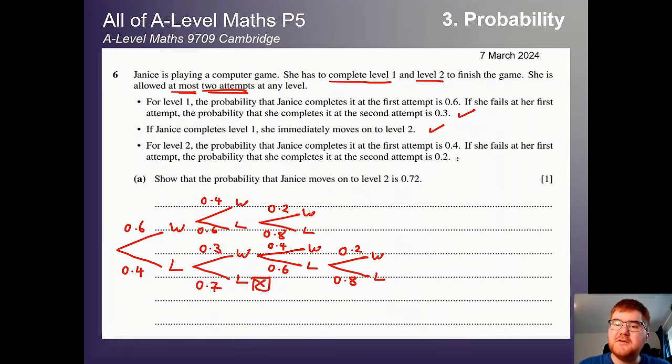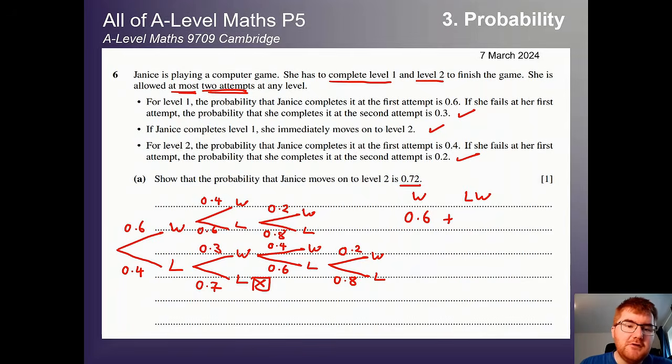So notice as I'm going through the question, I'm writing in my tree diagram so I have something to work with for parts A, B, and C. And first of all, we need to show the probability that Janice moves on to level 2 is 0.72. Now, the only way that she can move on to level 2 is either winning immediately, so the 0.6, or she loses and then wins. So she can either win straight away, or she can lose and then win. That still gets you on to level 2.